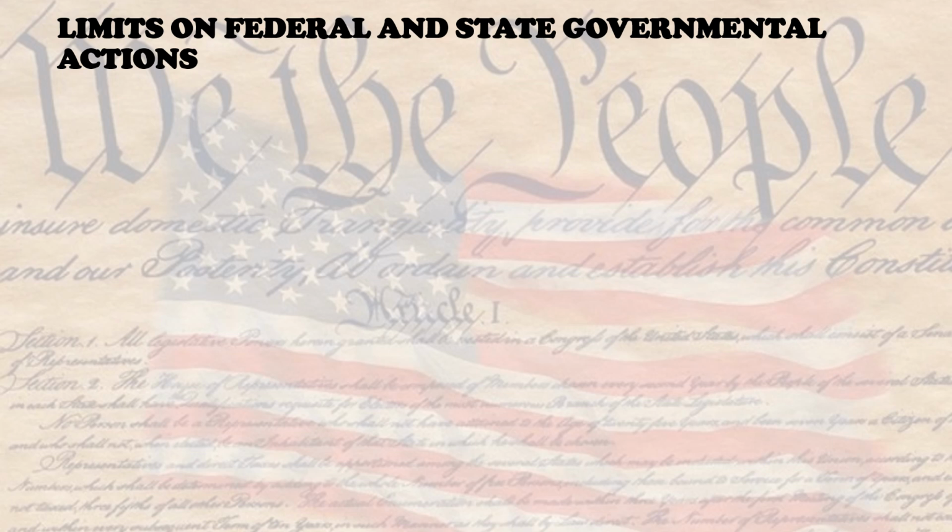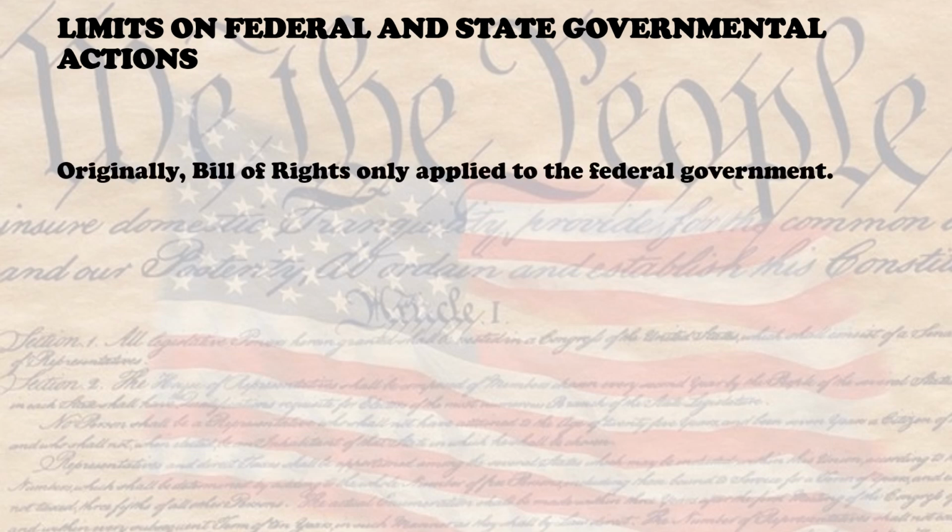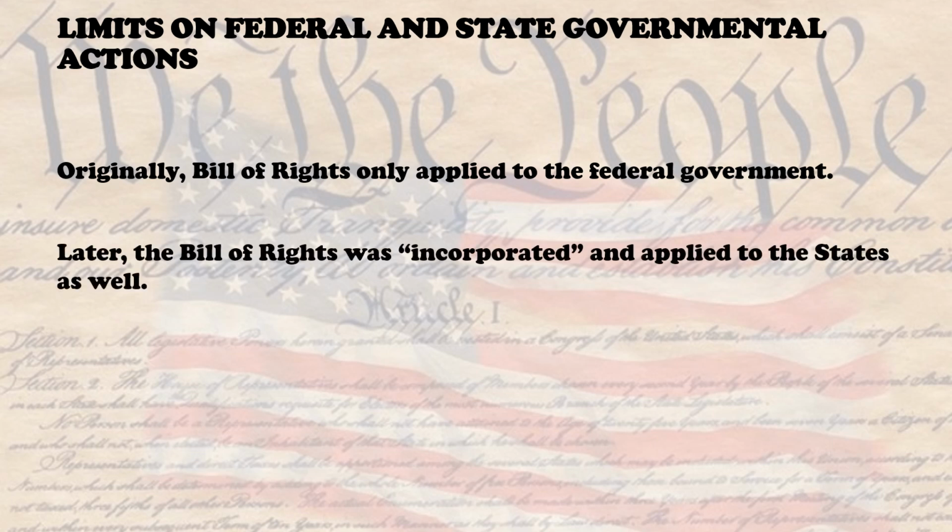Limits on federal and state governmental actions. Now, originally, the Bill of Rights only applied to the federal government. It did not apply to the states. However, the Bill of Rights was incorporated and applied to the states as well. Right? And that just makes sense, because if you have the right to do certain things on a federal level, but you don't have the right to do these things on a state level, since we all live in states within the federal government, do you really have those rights? The answer would have been no.